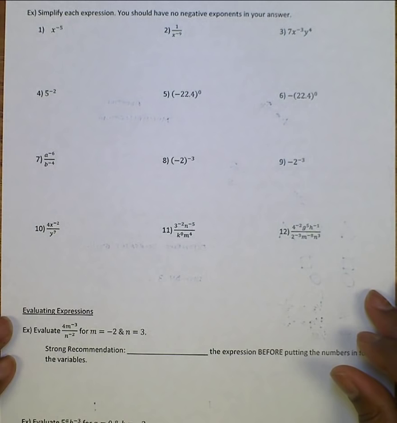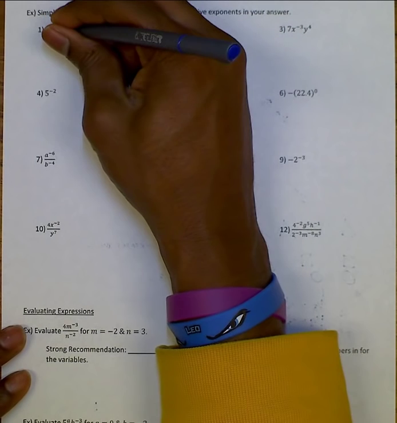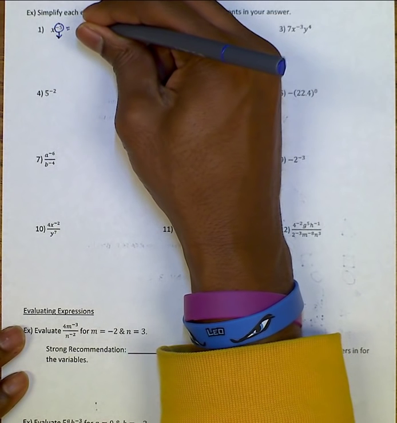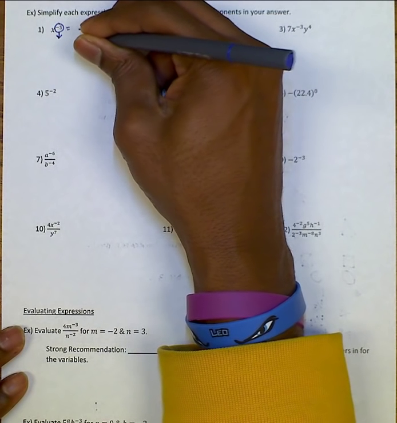So we have x to the negative fifth. We have a negative exponent. Remember, we shouldn't have those. And so we're going to move that to the denominator. And so we have 1 over x to the fifth.